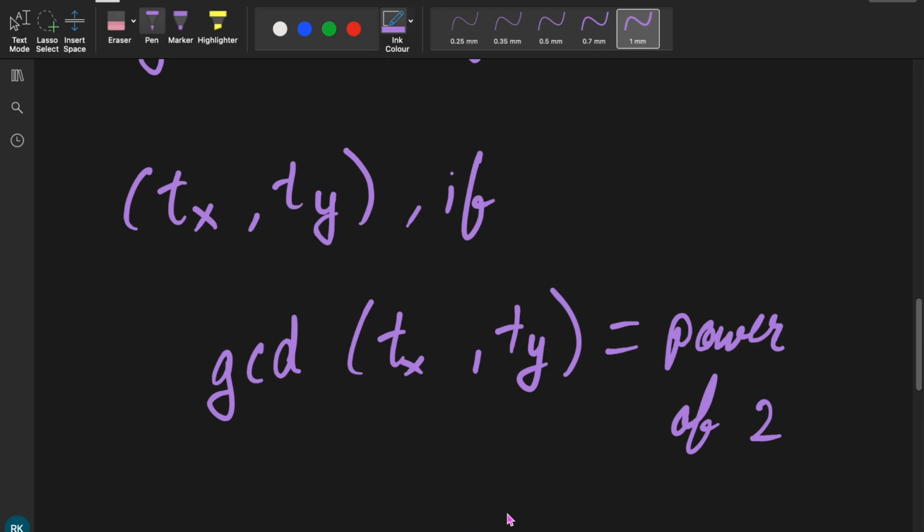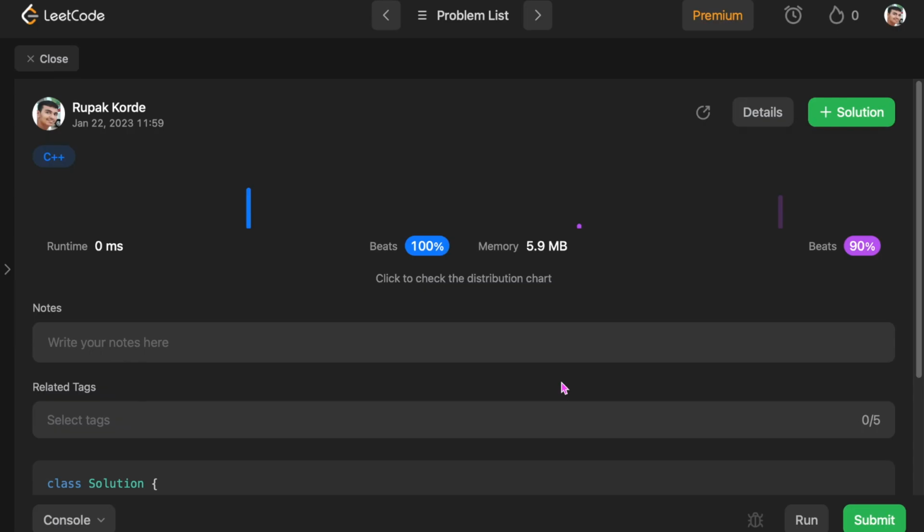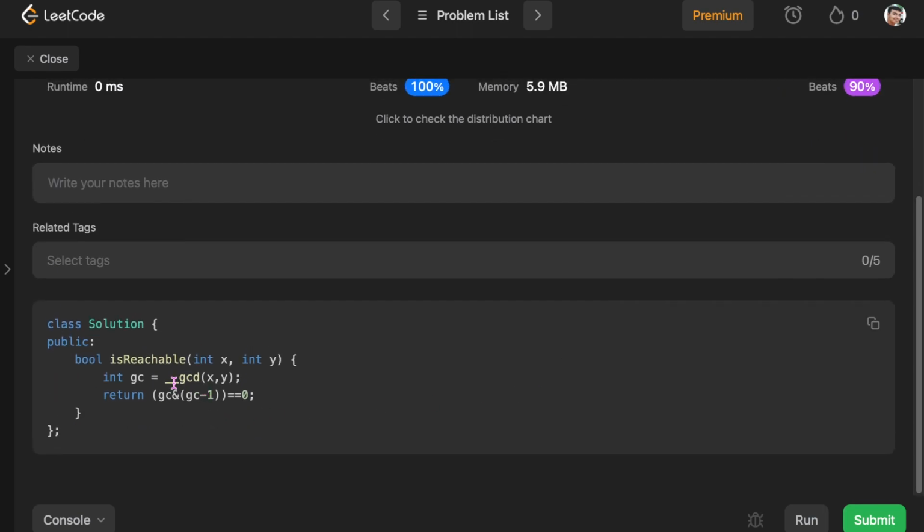Now let's look at the code. This is the accepted code. The code is very simple. We have this x comma y, that is target x target y. We get its GCD by the built-in GCD function, and we are just checking whether the GCD is a power of 2 or not.